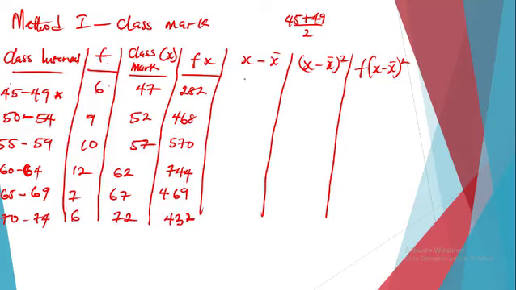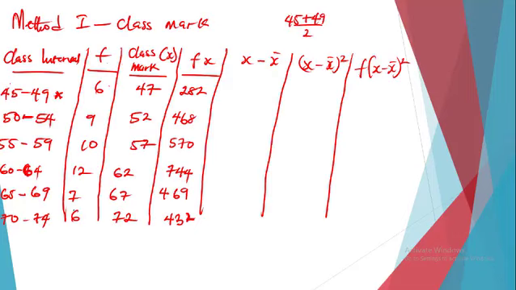Then we have x minus x bar. What's our x bar? Our x bar is our mean. How do we now determine the mean? Let's go over to the next page. Mean, which is x bar, is equal to summation of fx all over summation of f. The summation of fx is adding up the numbers here. Let's do that together: 282 plus 468 till you get to 432, we have 2965.